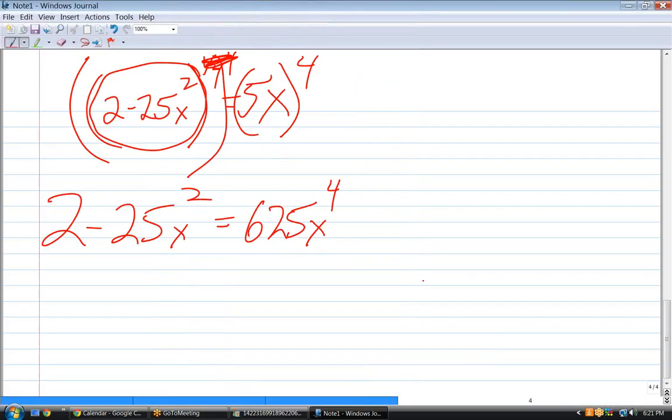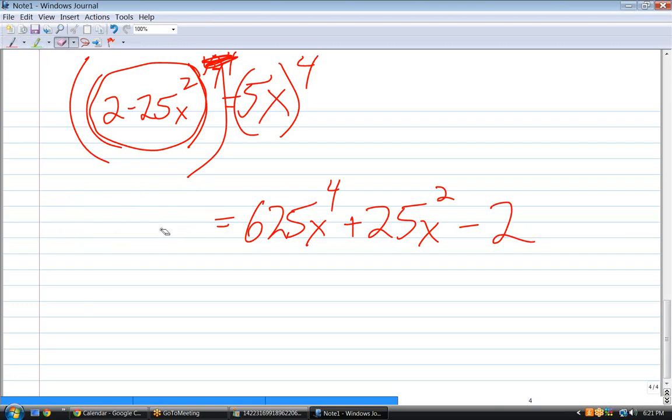Now, if I rearrange this, you with me? Yeah. That's what I get. How can you solve that? Can you solve by factoring?